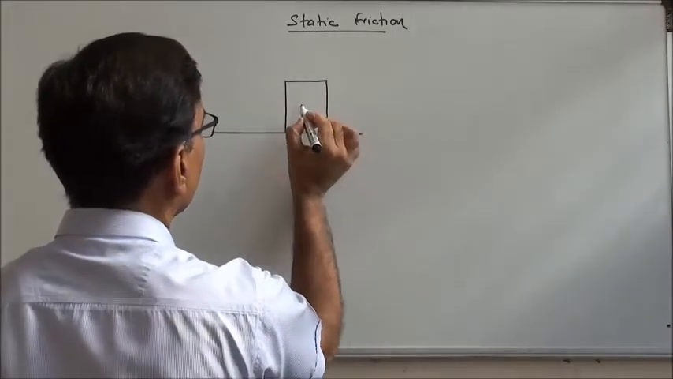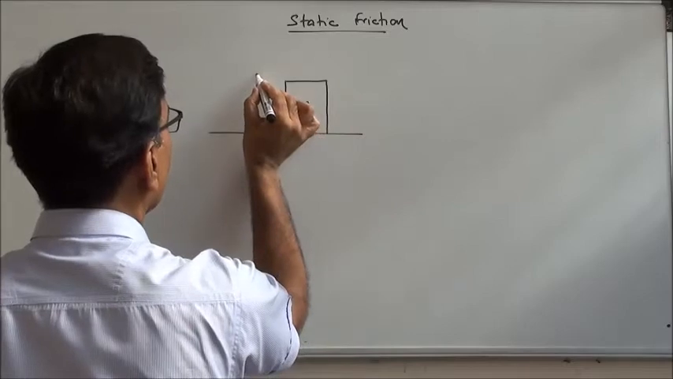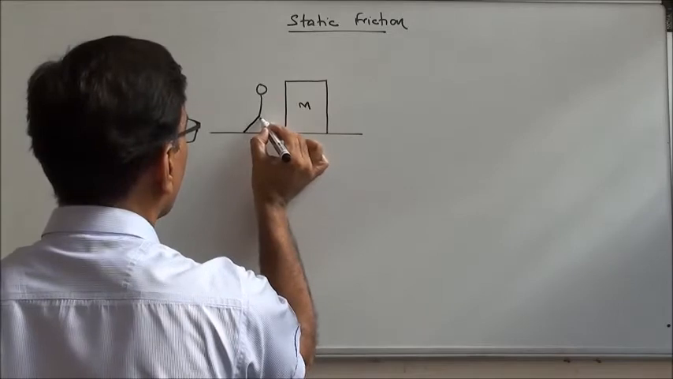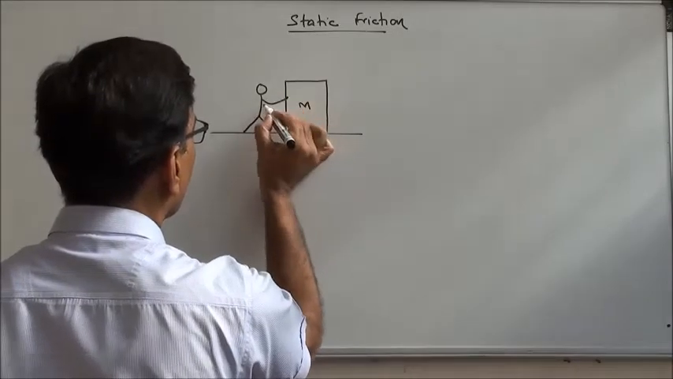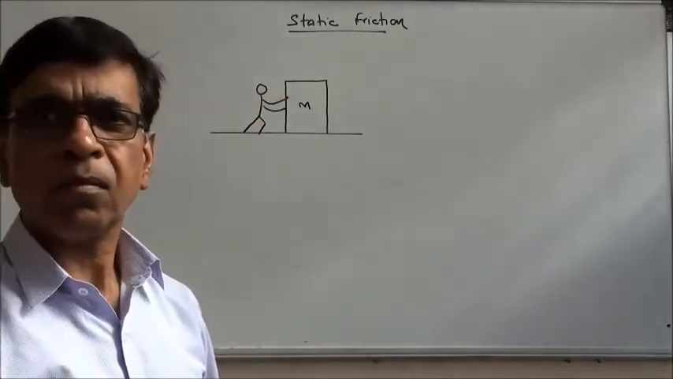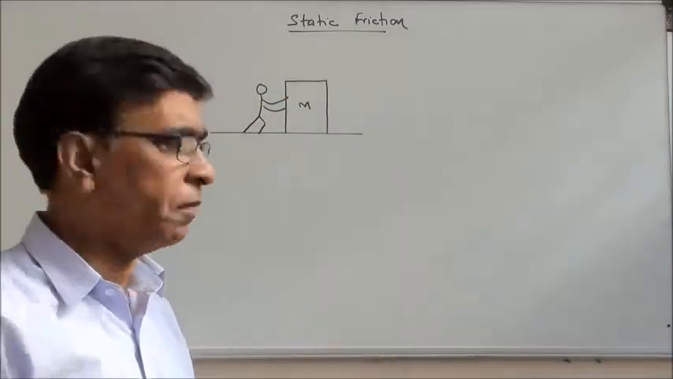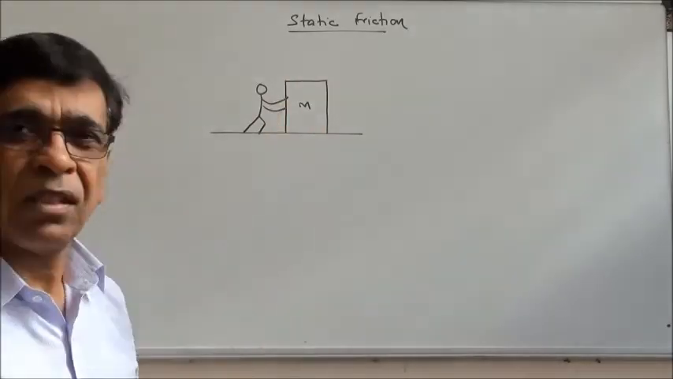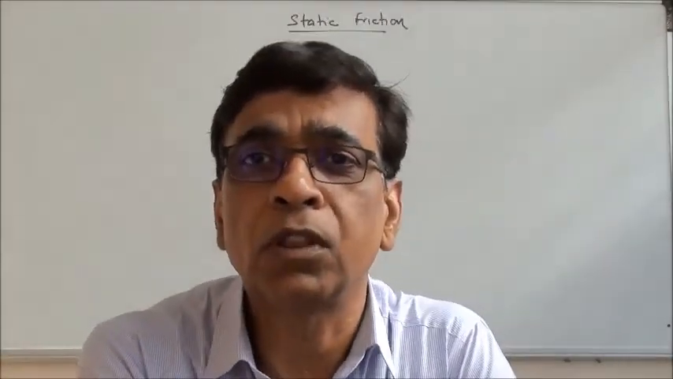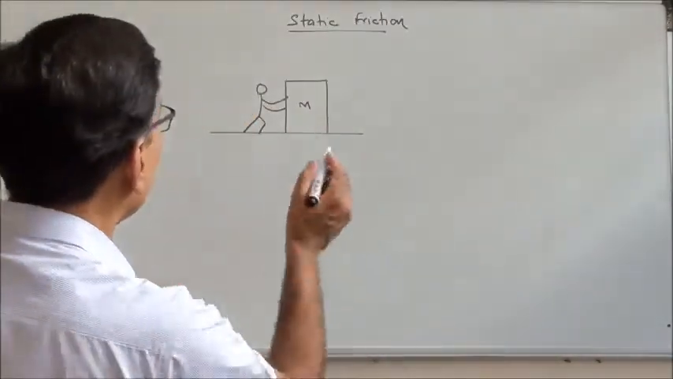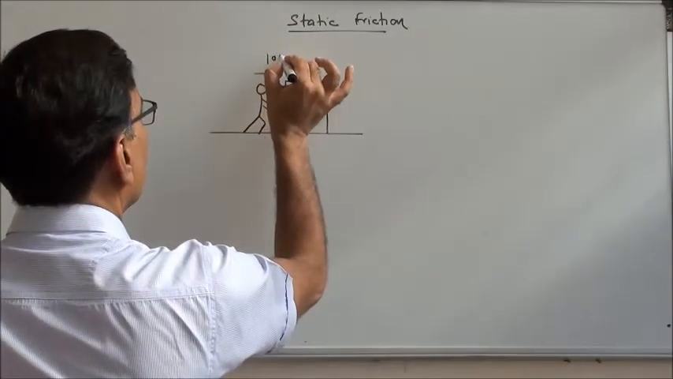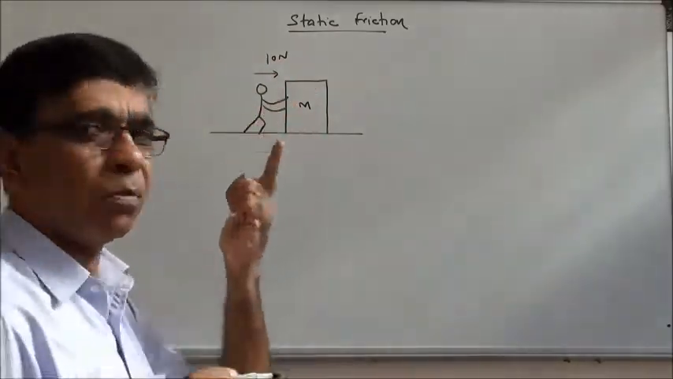Let's take a very big object of mass m, and there is a person trying to push it, or you try to push a very heavy object. Now if the object is very heavy, it will not move when the force applied is small. So suppose this person is applying a force of 10 Newton. Then this object may not move.